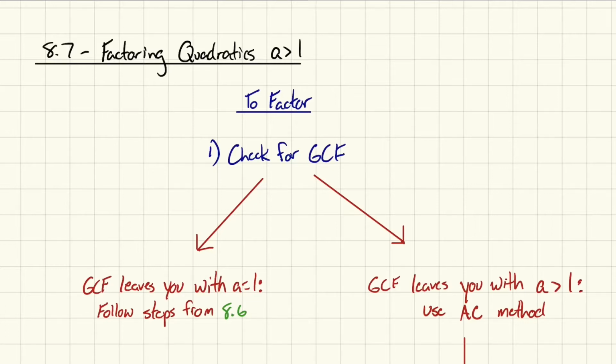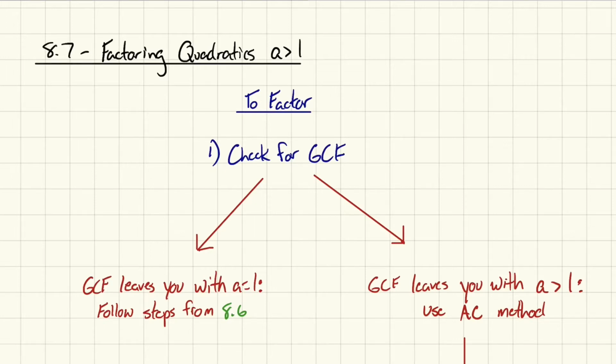Whenever we factor these problems, we know that the first step in any kind of factoring is to check for the greatest common factor. We've done that in all of our previous steps. We did that back in 8.6. We were always like, check for a greatest common factor.